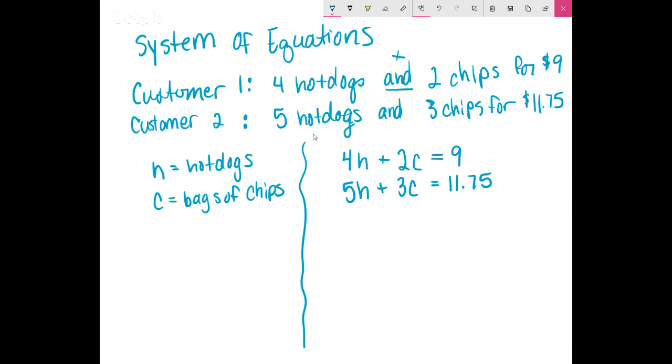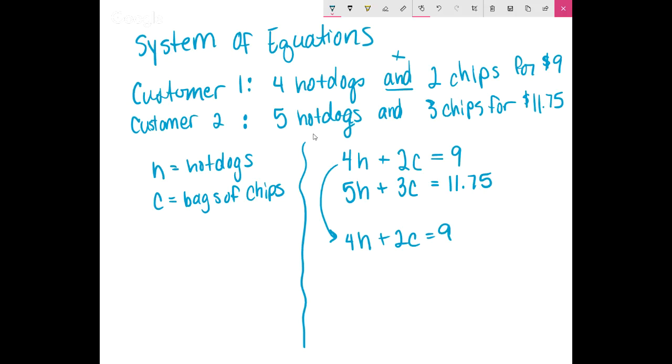All right, so what we're going to do now is use some methods. So one of the methods is the substitution rule. That sound familiar? That means what we're going to do is we're going to solve for one of the variables, either h or c, in one of the equations. I'm going to look at the first equation. This takes a couple steps too, and I'm going to have to erase at some point because I'm going to need a lot of space. So we got 4h plus 2c equals 9.